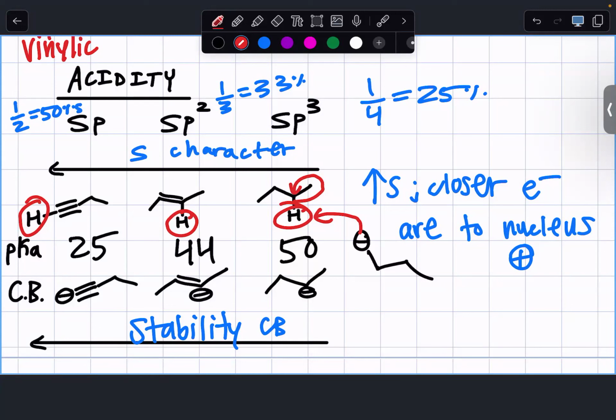So since this is the most stable conjugate base, it is unreactive. It doesn't want to react. It's happy as it is. That means it's a weak conjugate base, and if it's a weak conjugate base, this is a strong acid. This one, on the other hand, is an unstable conjugate base because it's further away from the nucleus. If it's unstable, it's more reactive. It wants to react more. That means this is a strong conjugate base, and if this is a strong conjugate base, this is a weak acid. So that's the reasoning why this has the lowest pKa and this has the highest pKa.